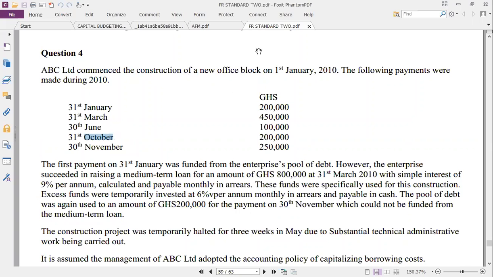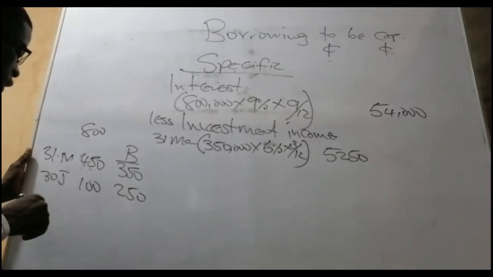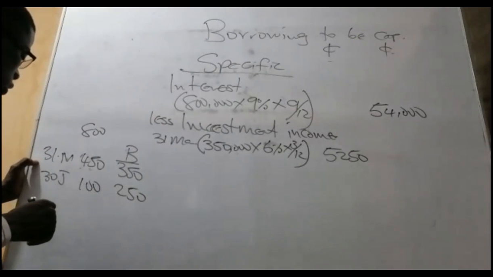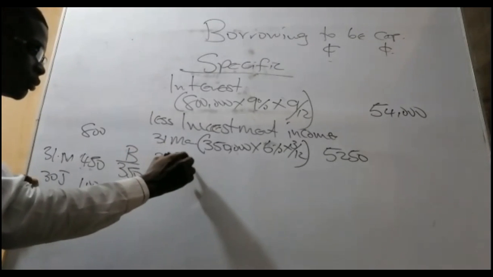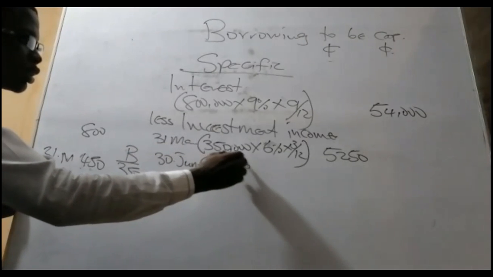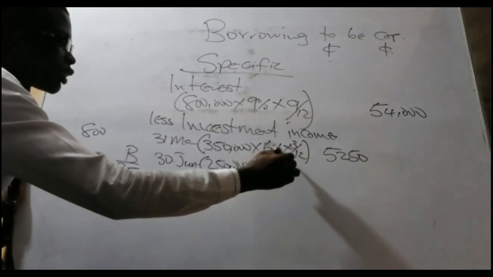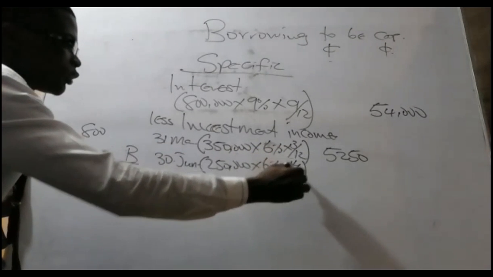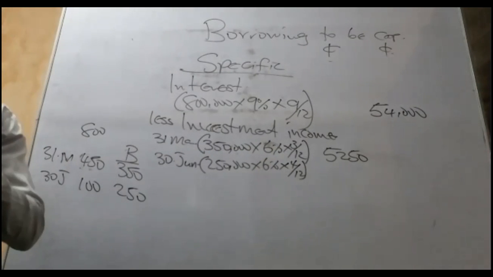So that means the 250 will be free for 4 months. And you are going to invest that one when? You invest it on 30th June. So right here, the 30th June investment: you invested 250,000 times 6% times 4 out of 12. And that is the end of the game. Great.